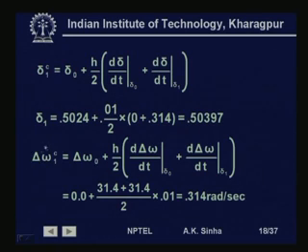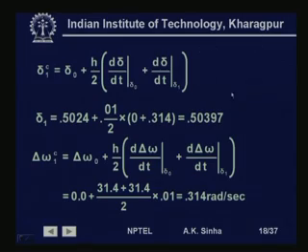And the corrected value of the change of speed from synchronous speed, delta omega 1 corrected at time 0.01 second, will be delta omega 0 plus h by 2, that is delta t by 2, into d delta omega by dt at delta omega 0 and d delta omega by dt at delta omega 1. So, these values we have calculated. This delta omega 0 is 0. So, 31.4 is the value for this, and 31.4 is the value for this. So, 31.4 plus 31.4 by 2 into 0.01, which is the value of delta t. So, this comes out to 0.314 radians per second.